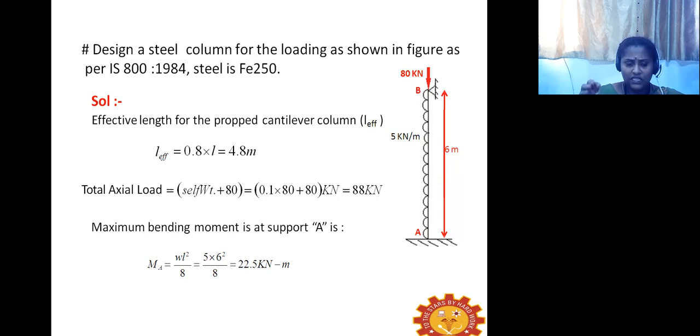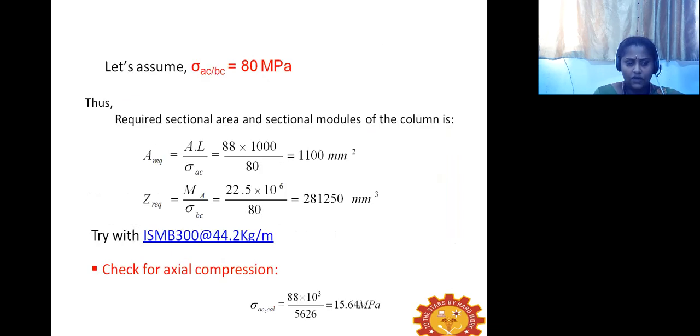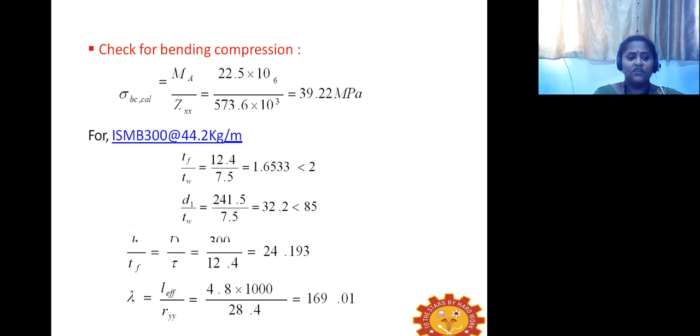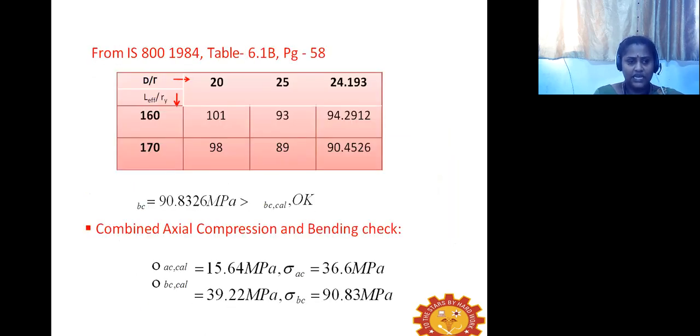Based on what? Initially you have to check out the effective length. Further you have to assume slenderness ratio or main stress. For that stress, you have to determine the area required. For that area required, choose a section from the steel tables. Further, again, you have to go for a check with the section, whatever you have designed.